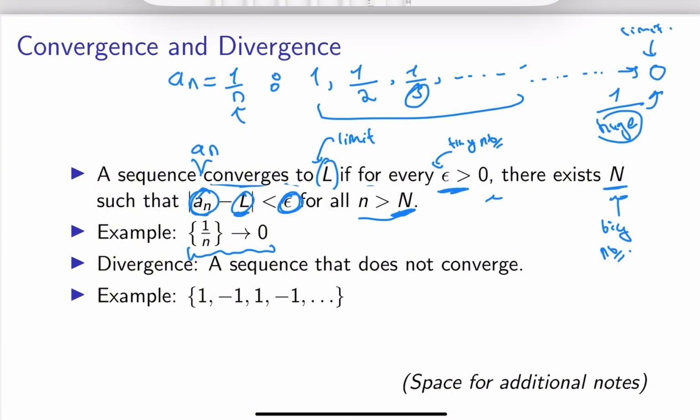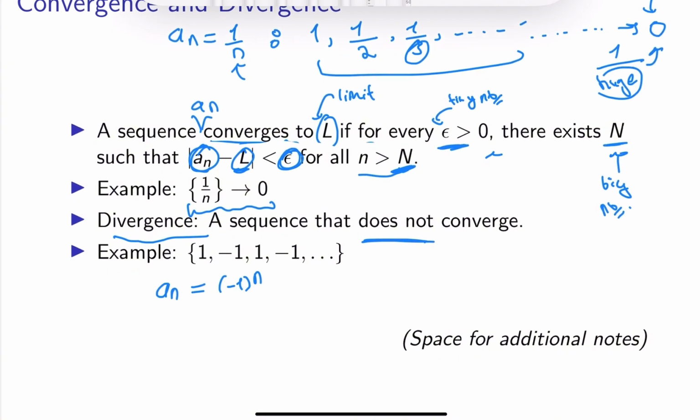A sequence is said to be divergent, or is called divergent, if it's not convergent, if it doesn't converge. So what does that mean? For example, let's consider the sequence a_n equals (-1)^n. So what is this sequence? Let's write a few terms. For n equals 1, this is -1, (-1) to the power 1. For n equals 2, this is (-1) squared, and it becomes +1.